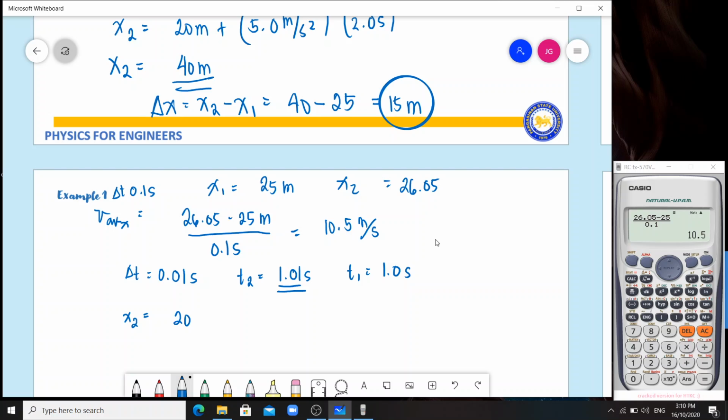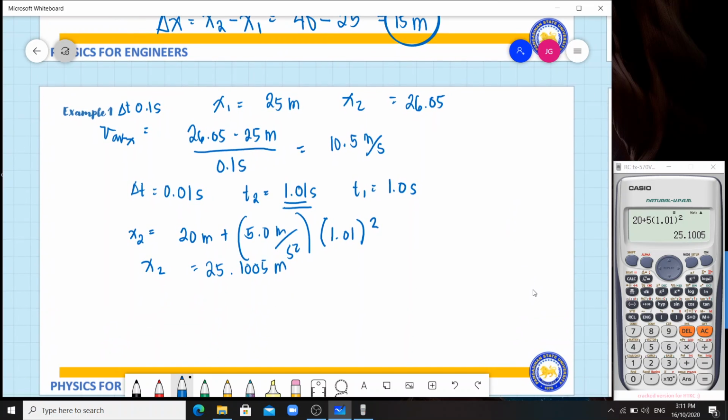So, kanina, we just have to use the function 5.0 meter per second squared, 1.01 squared, okay? Then x2 should be equivalent to 20 plus 5 times 1.01 squared, okay? That is equivalent to 25.1005 meters, okay? So, kinukuha ko nga lahat yung buong answer kasi we have to consider all the smallest change in x and time, okay?